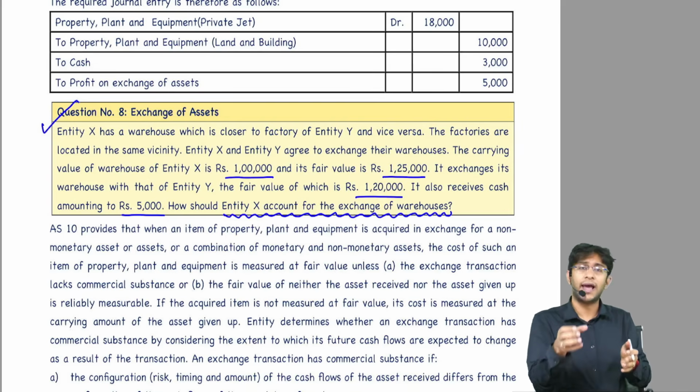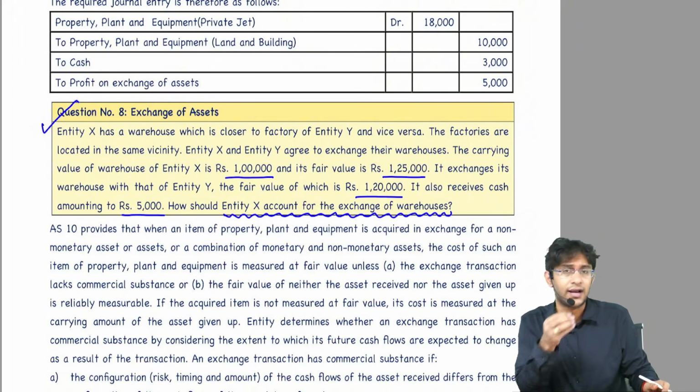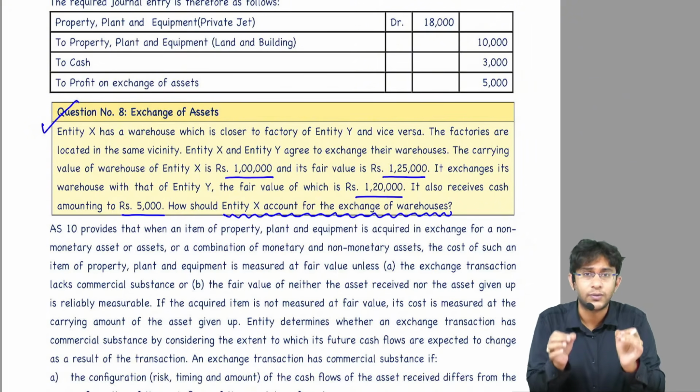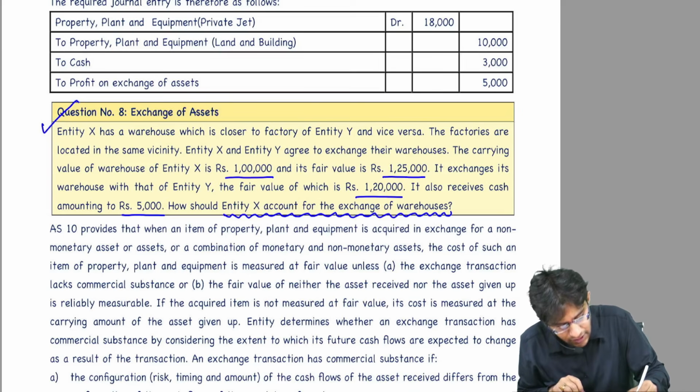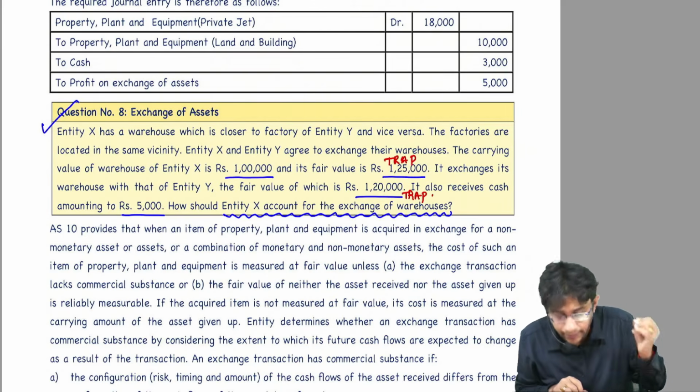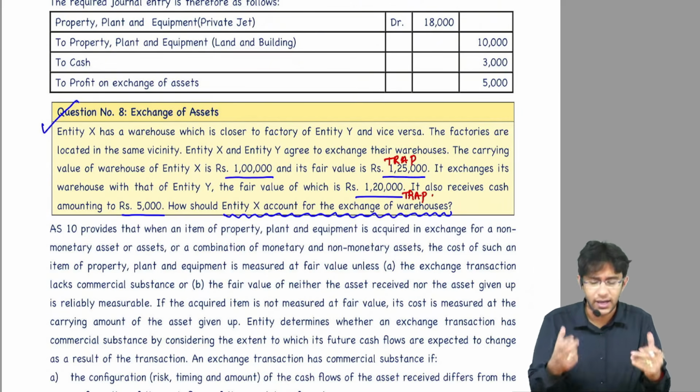When the transaction lacks commercial substance, you are not supposed to use fair values anywhere in your entry. So these numbers are traps, sir. This is a trap. This is also a trap. Then at what value should I recognize?